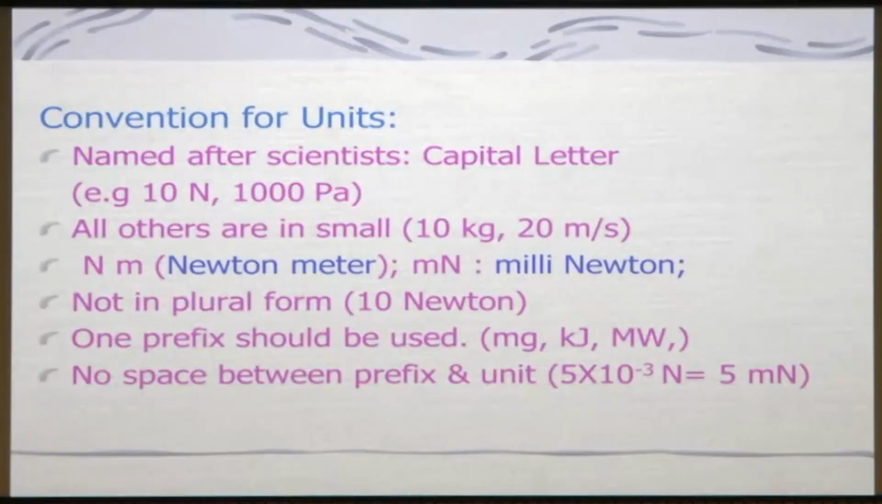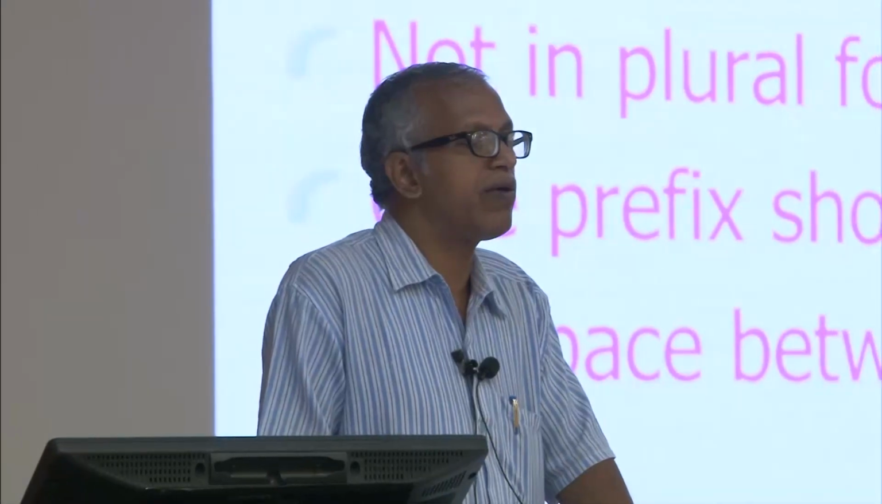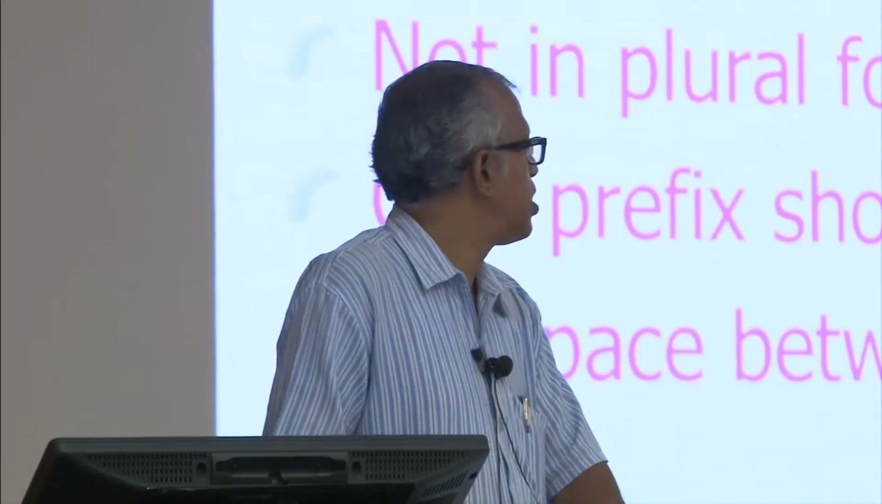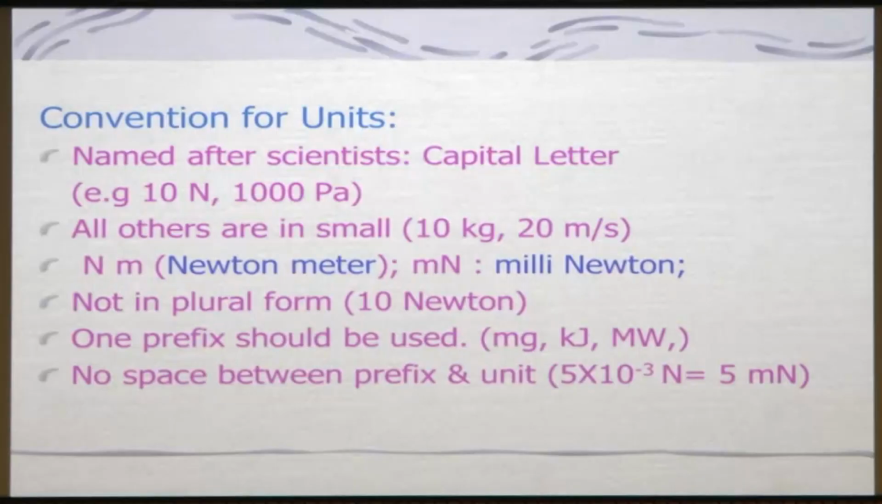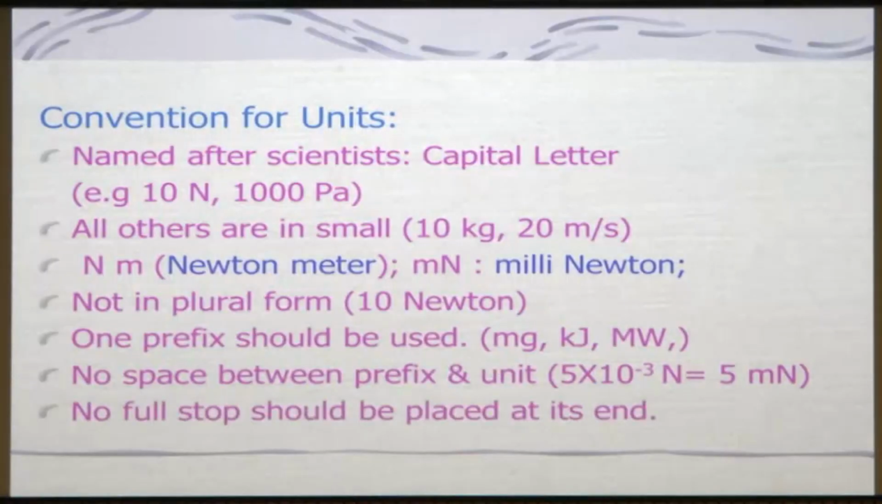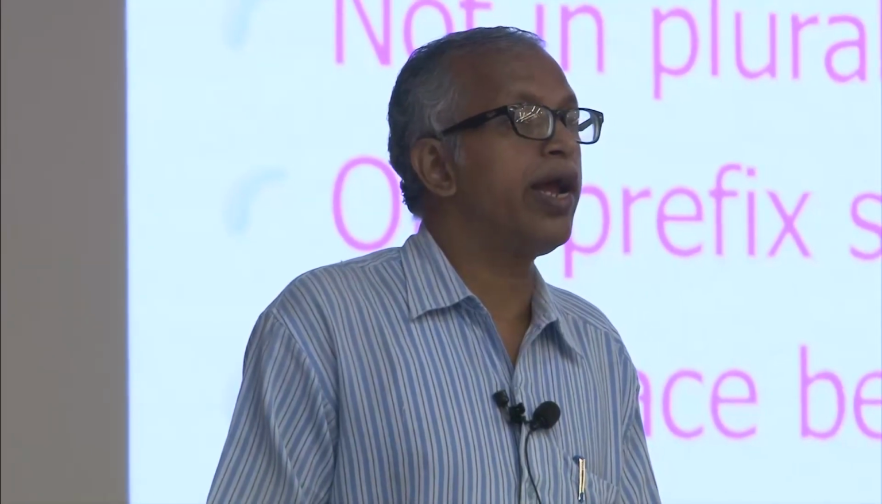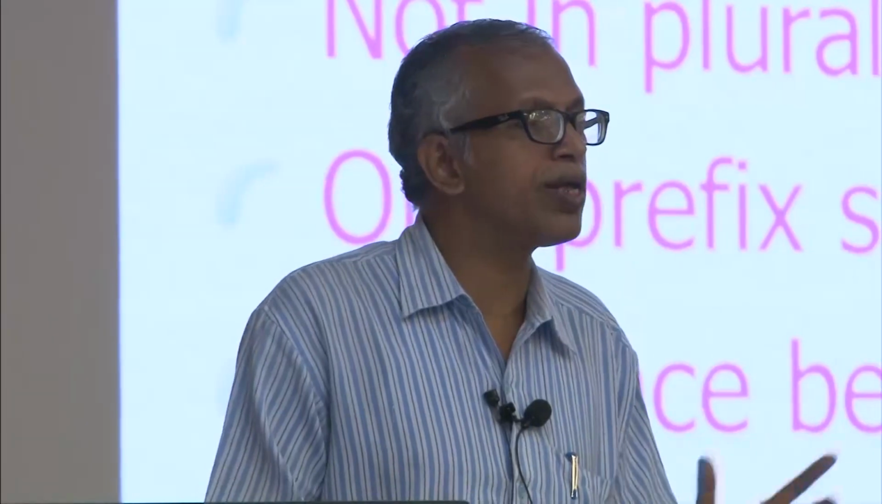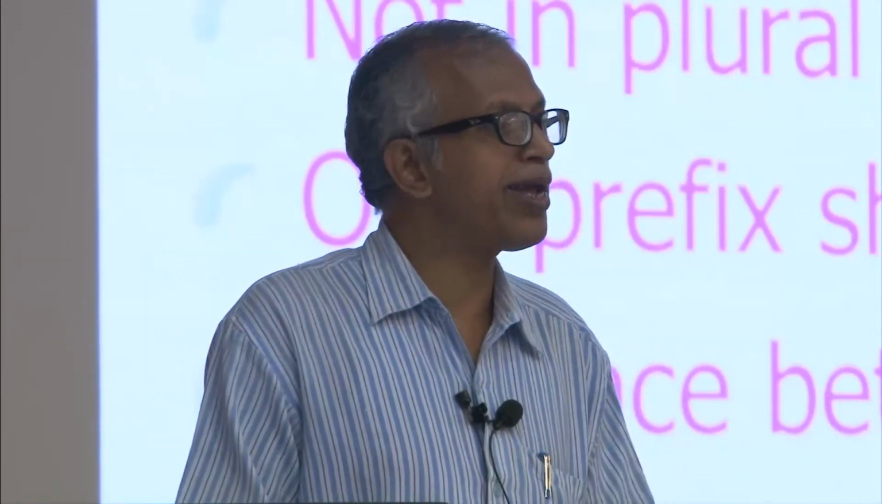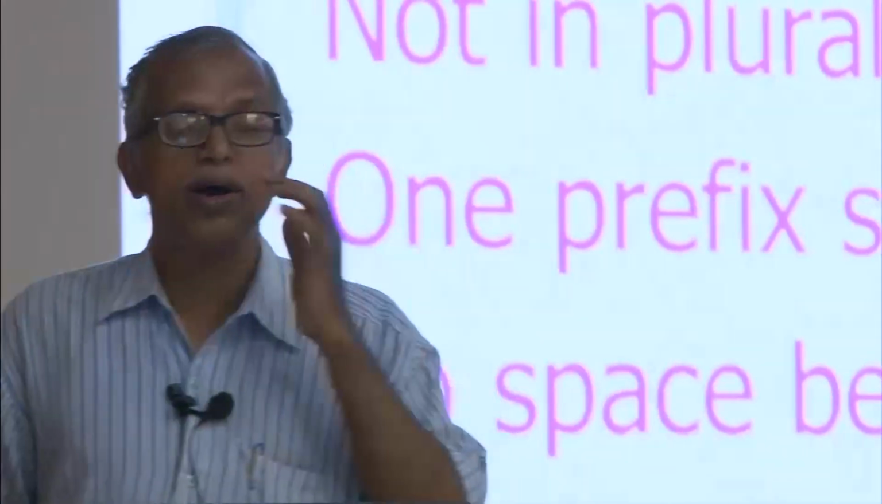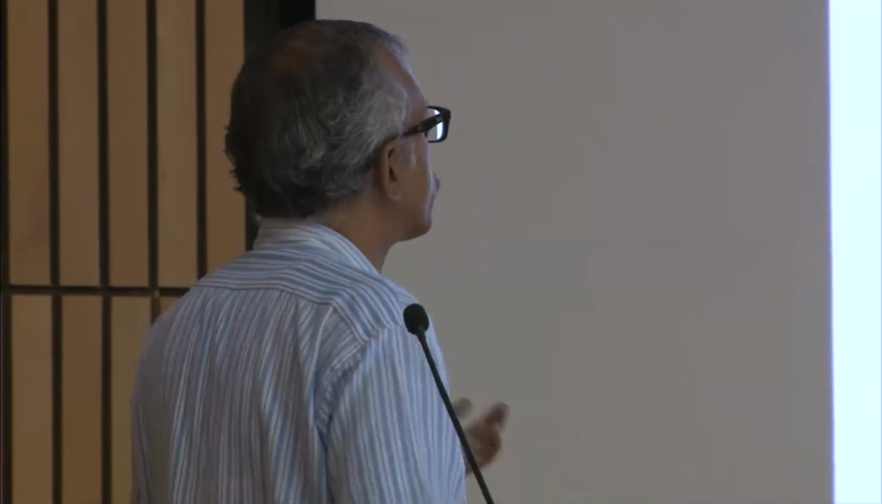So, no space between prefix and unit. For example, 5 into 10 power minus 3 newton is equal to 5 millinewton; you should not write 5 m, a blank, and then N. One has to be careful so that you do not make mistakes in writing. And no full stop should be placed at the end. You might have seen people writing 120 k dot m dot, meaning 120 kilometer, on signboards, which is not right, and they write in capital also, which is also not right. So one has to be careful about assigning units.